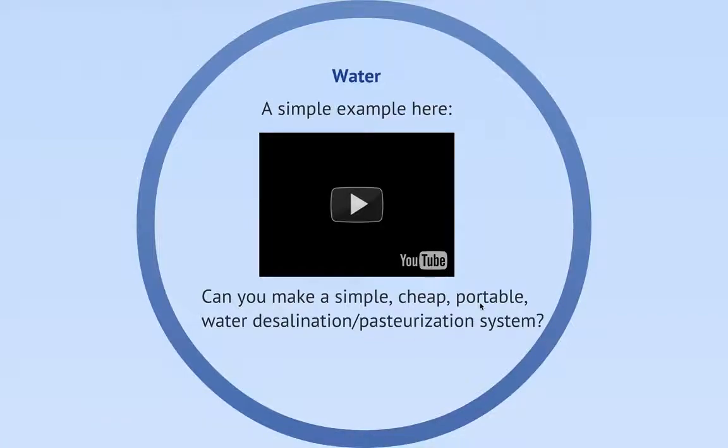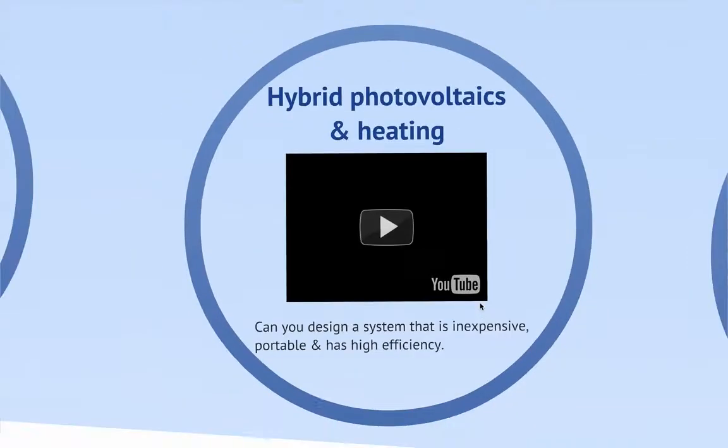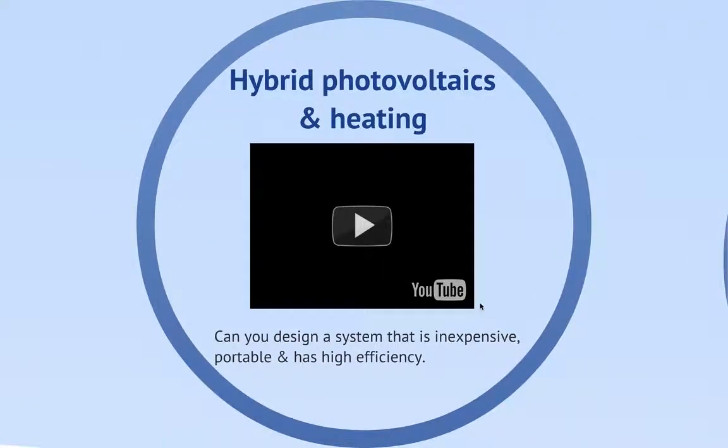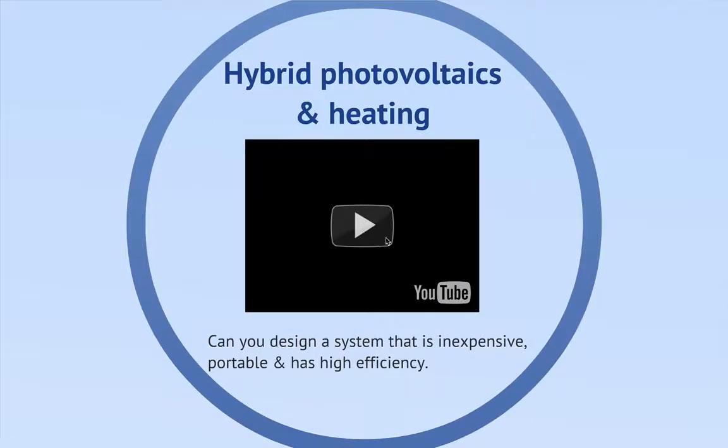Okay, so that's one. Okay, so two of the teams have what I refer to as concentrated solar, or I call it photovoltaics and thermal or hybrid system. So it's basically a system that can produce electricity, which is what photovoltaics does, and heat. Okay. So again, the question is, can you design a system that's inexpensive, portable, and has high efficiency? So let's look at an example here.